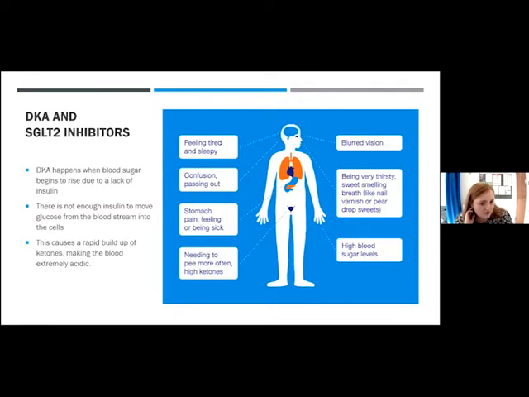So this could be low beta cell function reserve. It could be conditions that may restrict your food intake, maybe like an eating disorder, a sudden reduction in insulin, acute illness, or alcohol abuse. And again, these are things that you would factor into your review when you're considering SGLT2s as treatment.